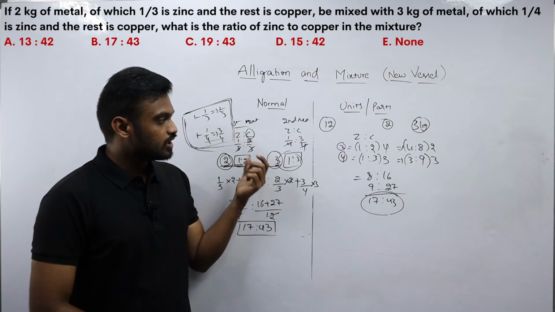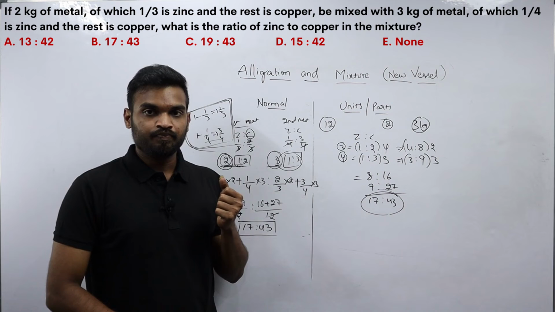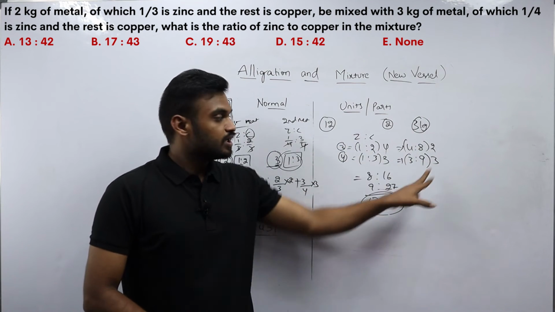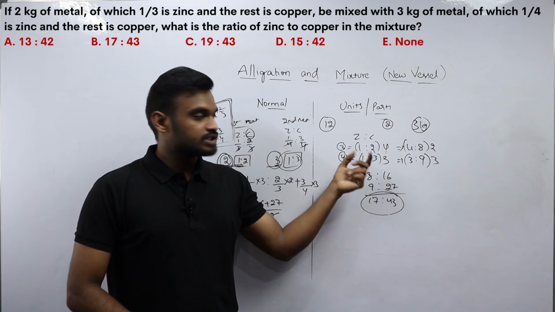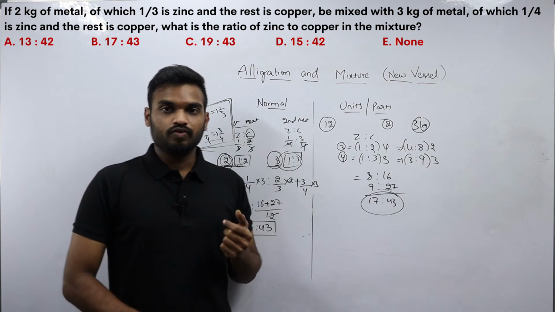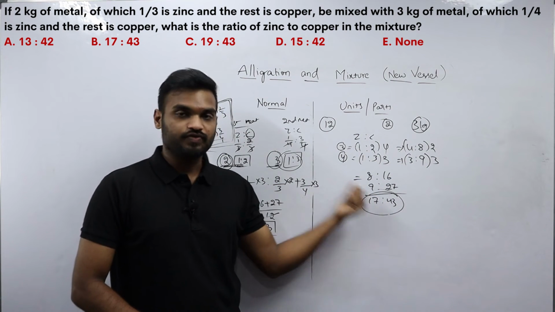See here, the only difference is they are giving the number of kgs of quantities that need to be mixed. Here, 2 kgs of first quantity and 3 kgs of second quantity. If it is not given, we can directly add the total ratios. But since it is given, we are multiplying the first ratio with 2 and the second ratio with 3. That's the reason we are multiplying and also getting the final ratio as 17:43.